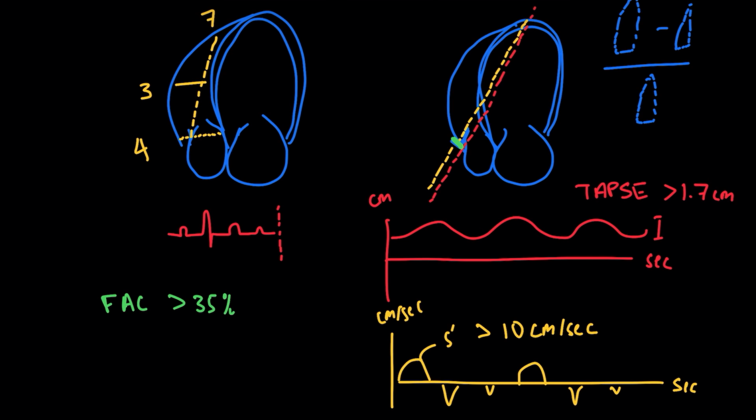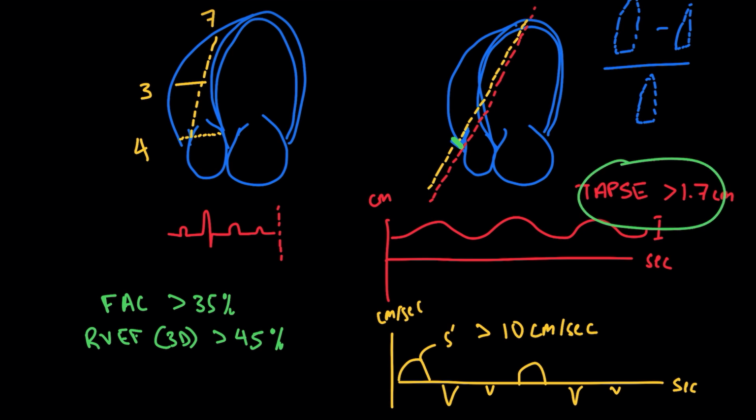Now you can do an ejection fraction with 3D volumes if you have access to 3D echocardiography. So the right ventricular ejection fraction by 3D should be greater than 40%. Greater than 45%. But typically, the two that we most commonly use would be the TAPSE and the S prime, to quantify our right ventricular function.